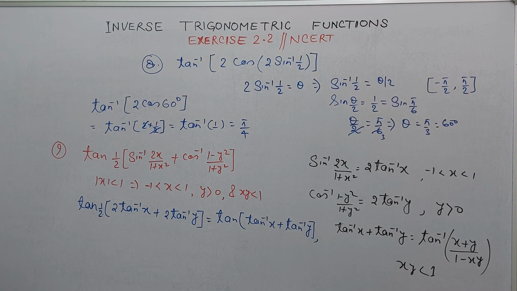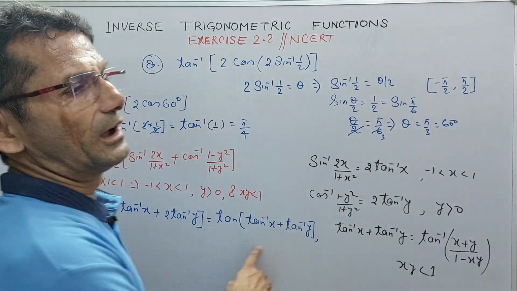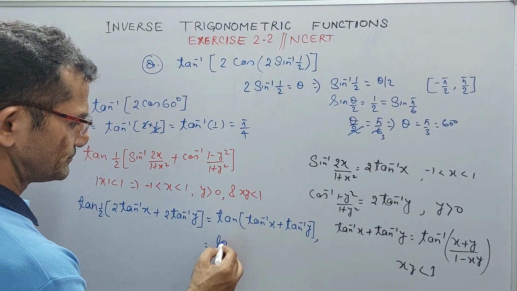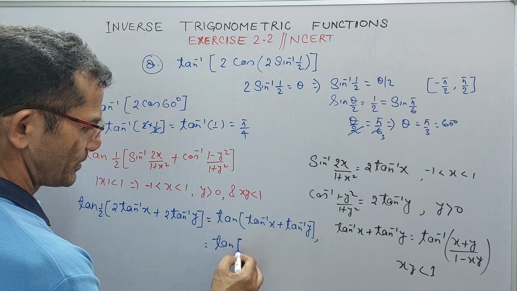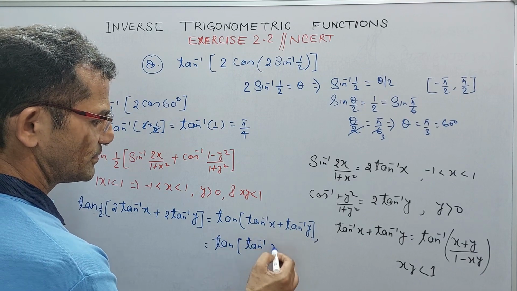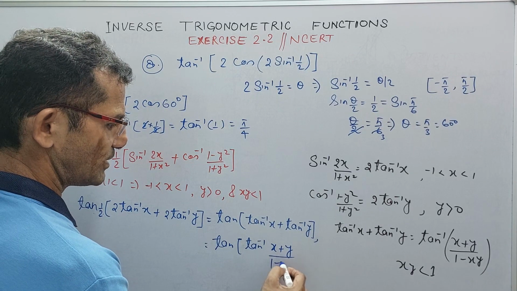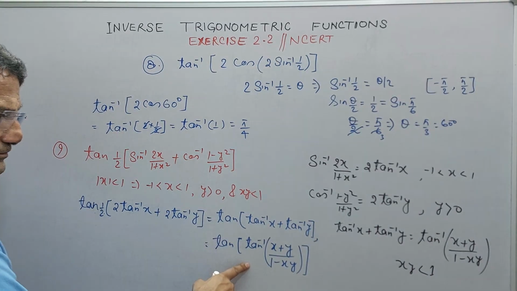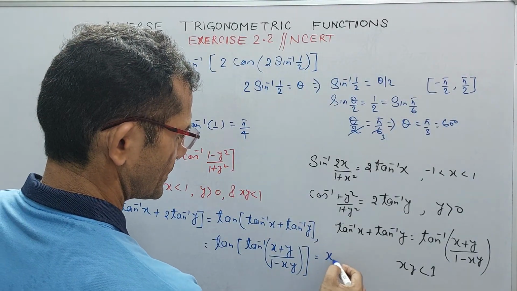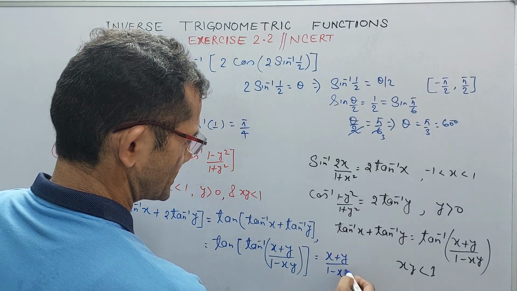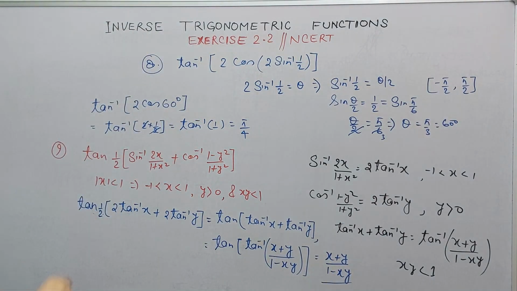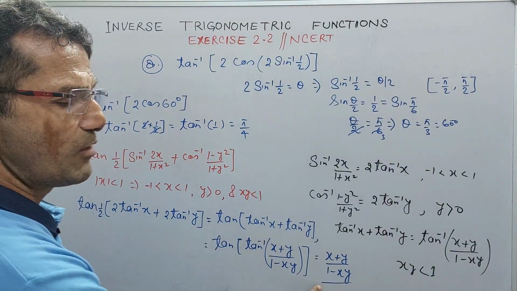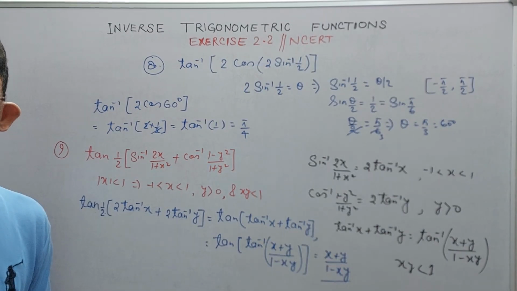So we will replace tan inverse x plus tan inverse y with this. Now the value comes out: tan of, inside the bracket, tan inverse of (x plus y) divided by (1 minus xy), close the bracket. Tan of tan inverse will be (x plus y) divided by (1 minus xy). This is our answer. After simplifying, the answer comes out as (x plus y) divided by (1 minus xy).